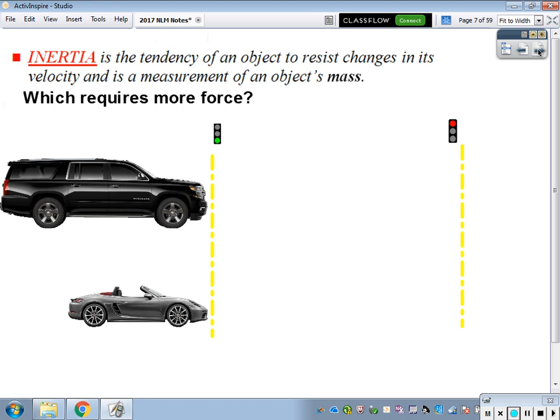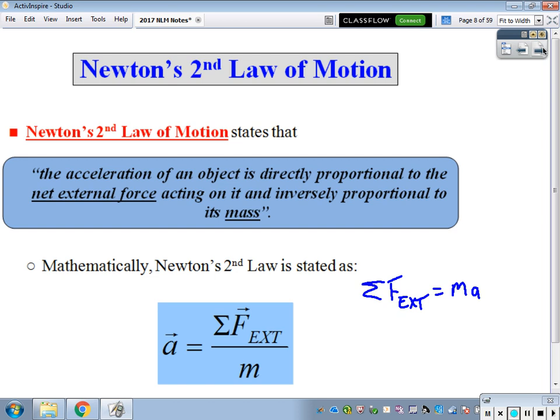Good. Let's go ahead and get on to Newton's second law. And by the way, I think we already answered this, even though it is in your notes. What is a force? We talked about it earlier.